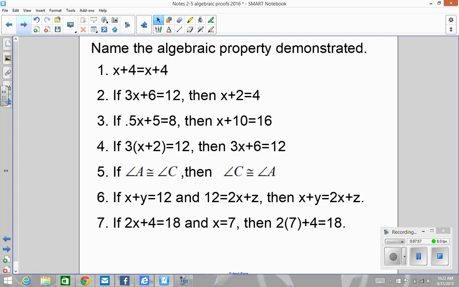Alright, so now we're going to do some algebraic properties. So here we have 7 listed properties, and you want to use your property chart if you don't know them yet to see if you can name those properties. So pause this video and try to do all 7 of these.